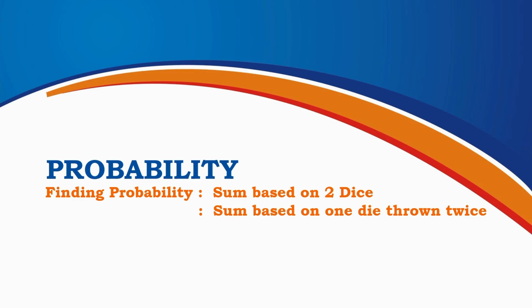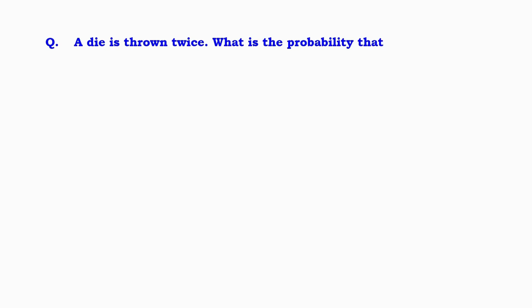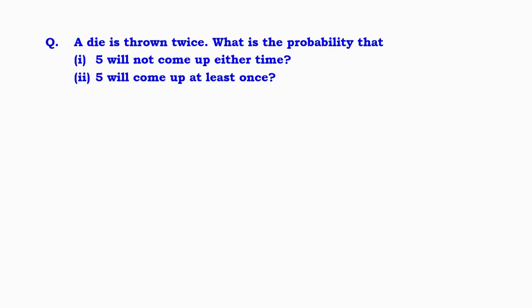Now we will learn about the next topic, finding the probability of a sum based on two dice and a sum based on one die thrown twice, meaning two times. A die is thrown twice. What is the probability that 5 will not come up either time? 5 will come up at least once. Okay, so let us take a look at the solution now.